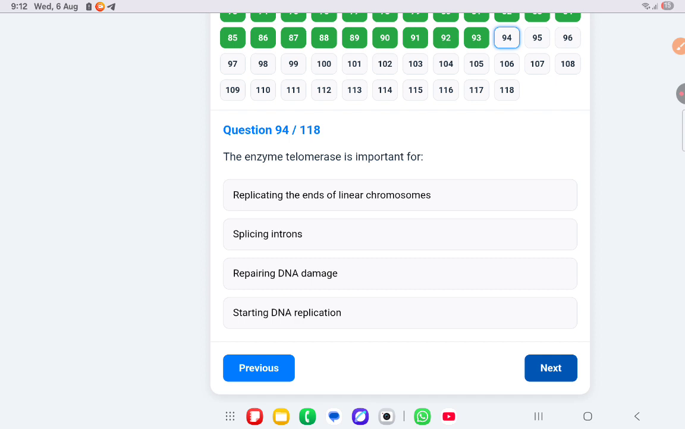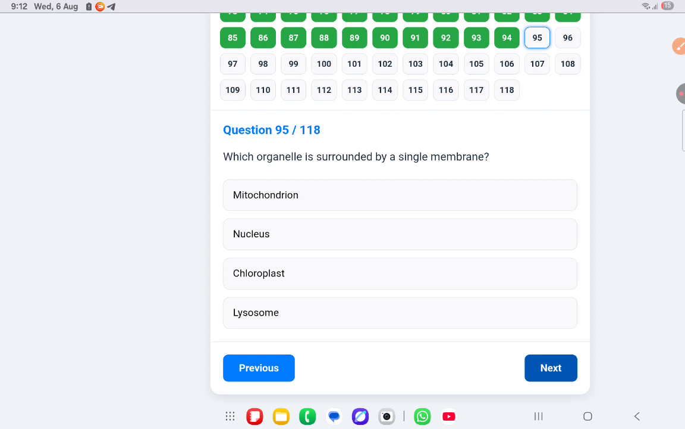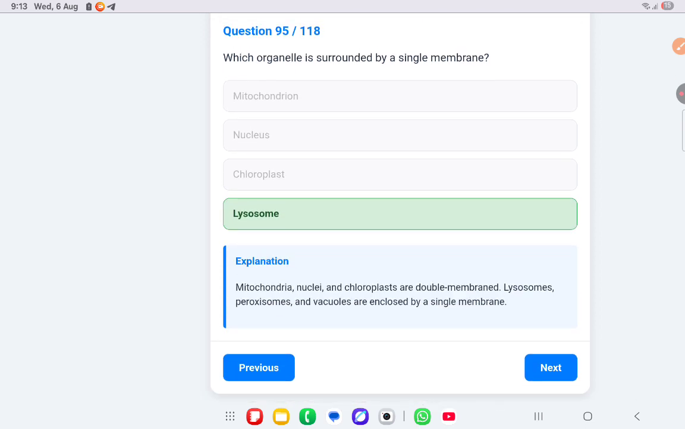Next, the enzyme telomerase is important for replicating the ends of linear chromosomes. Next, which organelle is surrounded by a single membrane? Lysosome. That means mitochondria, nuclei, and chloroplasts are double membrane, but lysosomes, peroxisomes, and vacuoles are enclosed by a single membrane.